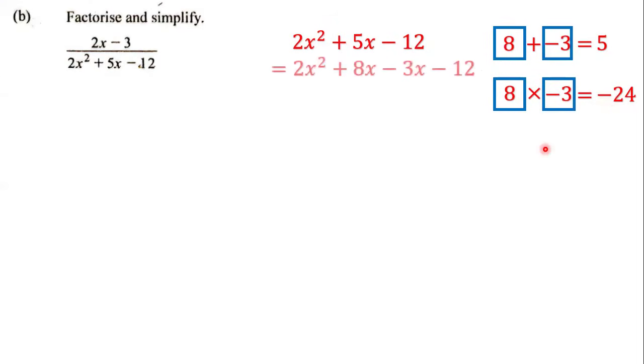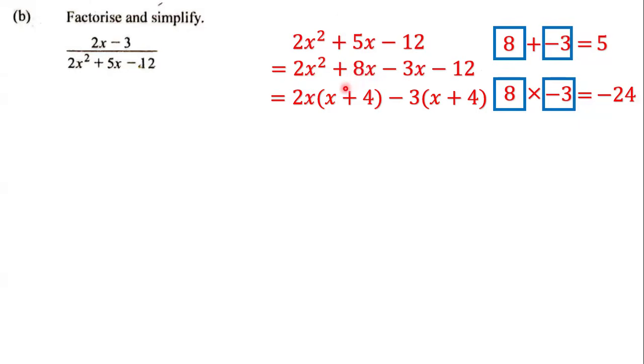And so what do we have? We have 2x squared plus 8x minus 3x minus 12. I express 5x as 8x minus 3x, because 8x minus 3x is simply 5x. And so what are we going to do here? We're going to factor out these two terms and factor out these two terms. We have that 2 is a common factor of these two terms, and we have that x is a common factor of these two terms.